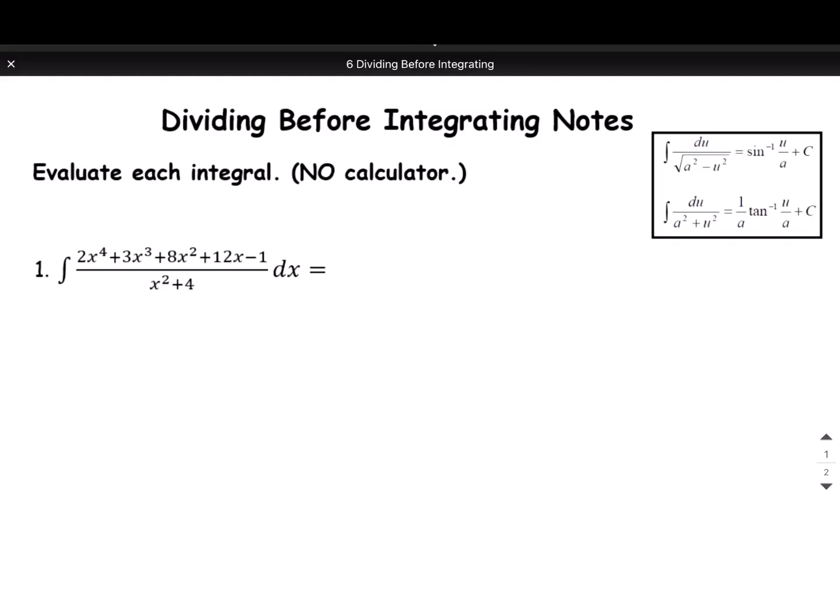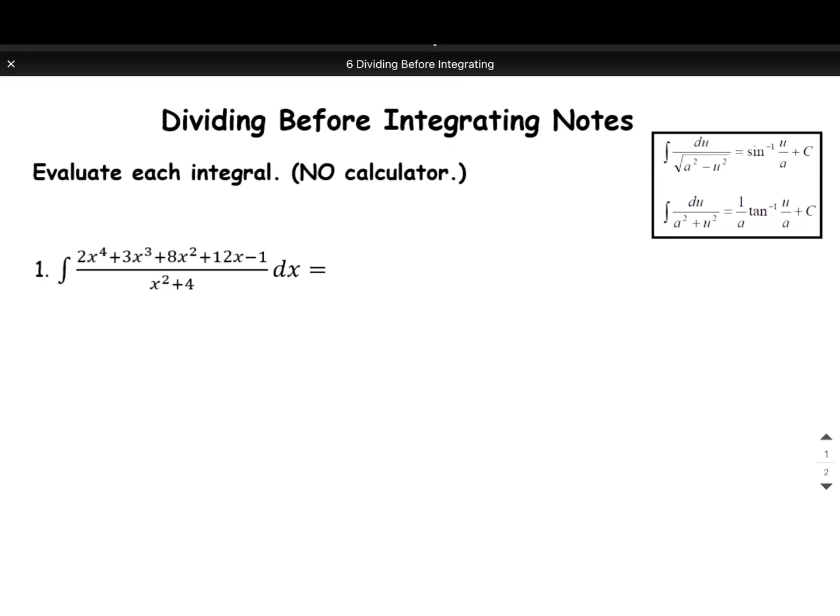Another technique for integration today. Look at this first example. Look at how messy this numerator is. The integral of 2x to the fourth plus 3x cubed plus 8x squared plus 12x minus 1 all over x squared plus 4. And neither the top nor the bottom is the derivative of the other. Oh my goodness, what are we going to do to simplify this so we can integrate? I have no idea. This is so messy.